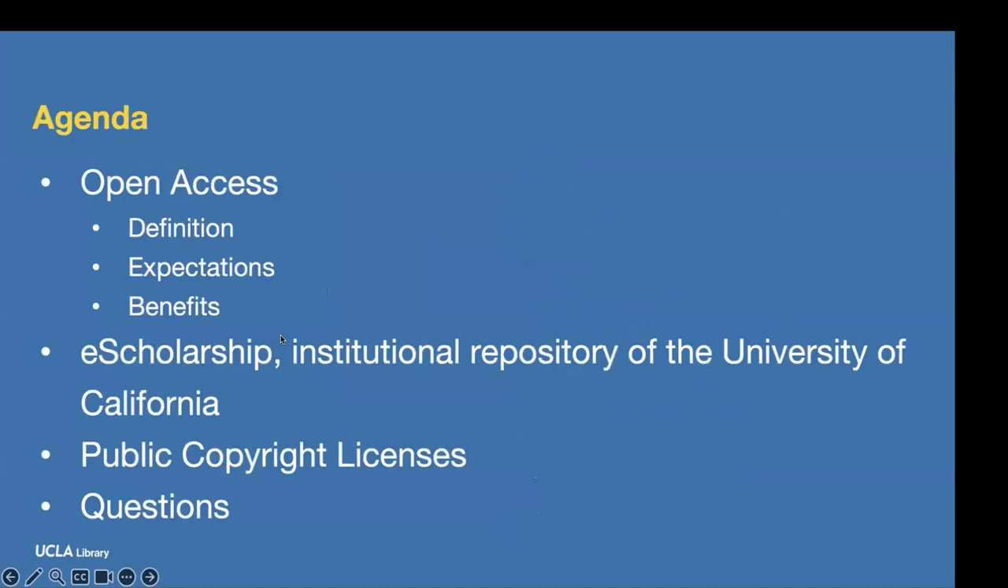So for my talk, broadly, we'll be in 3 sections. The first, I'll talk about open access, providing you with a definition. I'm sure that many of you in the room probably have already heard a little bit about open access at some point. Talk about expectations of open access as well as some benefits. And then I'll share with you some specific examples from eScholarship, the institutional repository of the University of California. And then finally, the rest of the time we'll spend on public copyright licenses. I'll specifically cover the Creative Commons license.